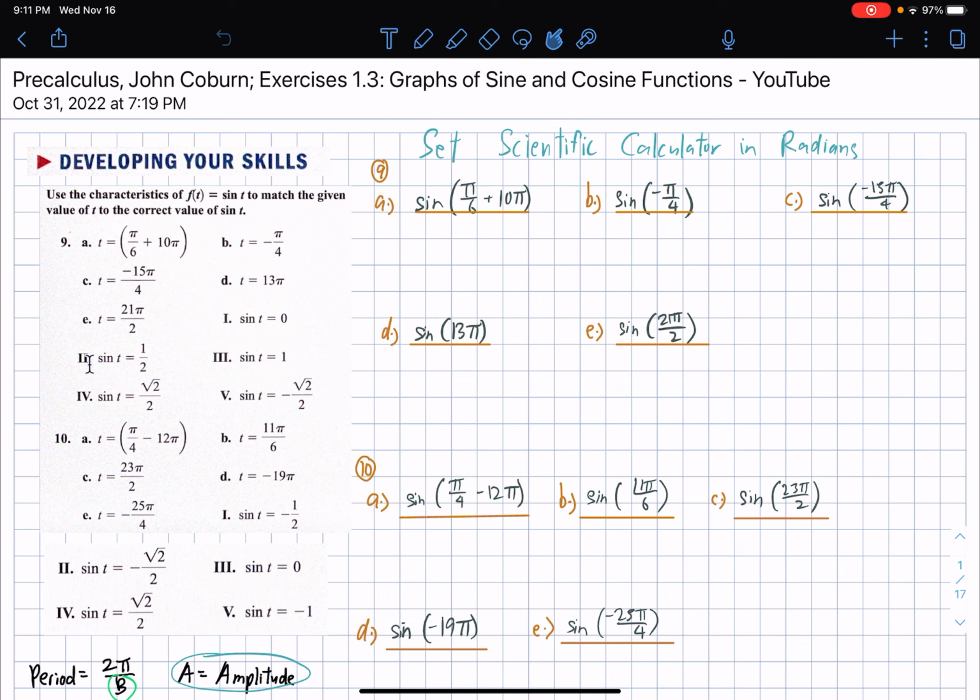In this video, a continuation of our series on Mr. John Coburn's Precalculus, we will walk through exercises 1.3. It's all about the graphs of sine and cosine functions. Originally, in the textbook, there are graphs of secant and cosecant functions, but this video will only cover sine and cosine.